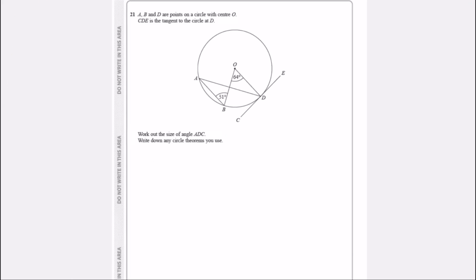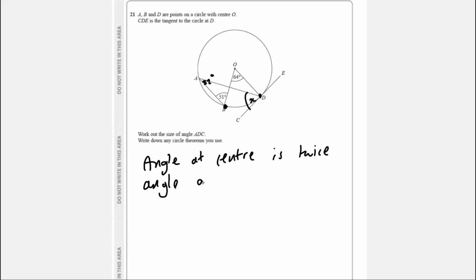Question 21. A, B and D are points on a circle with center O. CDE is a tangent at D. Work out the size of angle ADC, A to D to C, this one here. Write down any circle theorems that you use. So we can use the circle theorem that says the angle at the center is twice the angle at the circumference. They're both coming from these 2 points in the same segment. So the one at the center is twice the one at the circumference. Half of 64 is 32. Angle at center is twice angle at circumference.